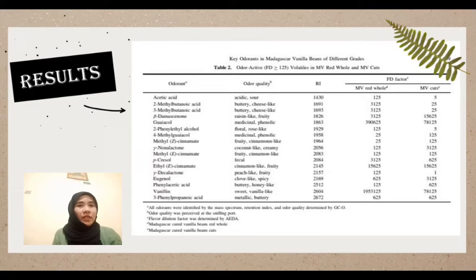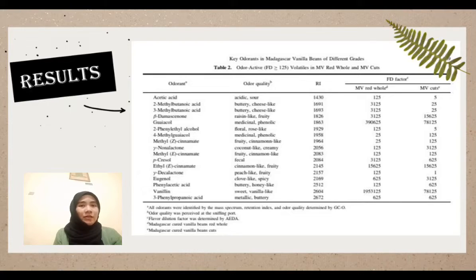For p-cresol, it has a fecal odor quality. And for ethyl cinnamate, it has a cinnamon-like fruity odor. And for gamma-decalactone, it has a peach-like and fruity odor. Eugenol has a clove-like spicy odor quality. And for phenylacetic acid, it has a buttery honey-like odor quality.